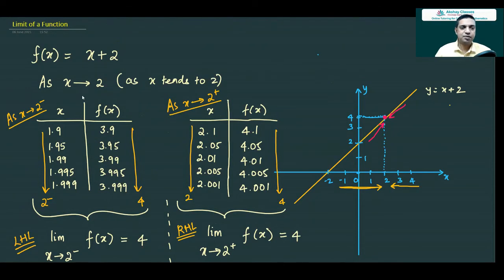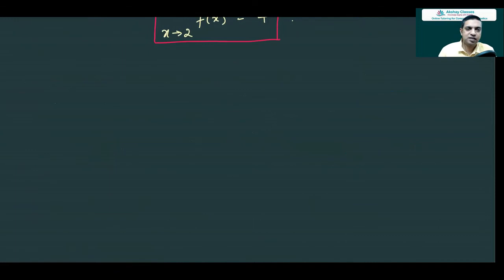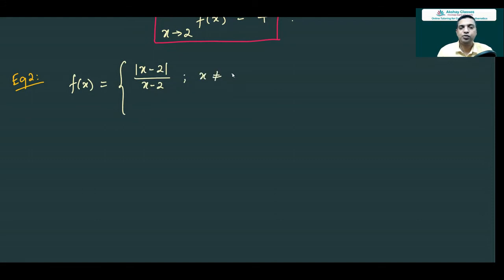Now let us take another example. This was example 1. Now let us examine this one, example 2. F of x is equal to modulus of x minus 2 upon x minus 2 if x is not equal to 2, and it is equal to 0 for x equal to 2. Now let us plot this function.